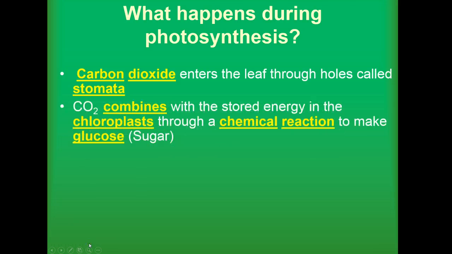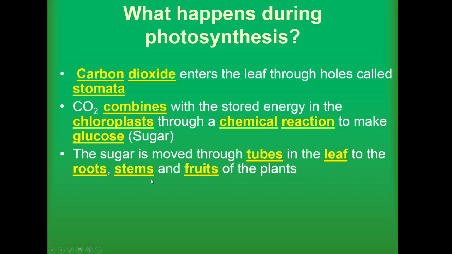So how that works: carbon dioxide, which is floating around in the air, enters the leaf through holes in the leaf called stomata. Not stigmata, but stomata. CO2 combines with the stored energy in the chloroplast through a chemical reaction to make glucose. Okay. Sugar is moved through tubes in the leaf to the root, stem, and fruits of the plant.